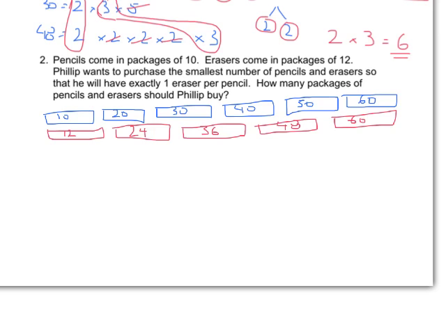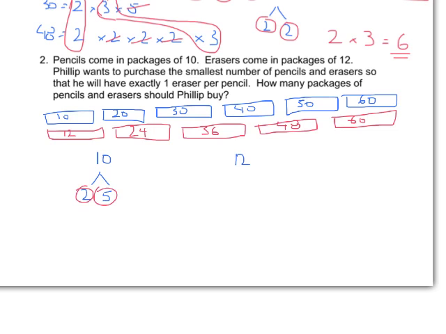But that might take a really long time if we have really big numbers. So I'm going to do this problem again using prime factorization here. So let's just jump right into it and factor out 10 and 12. So the 10 factors into a 2 and 5, and both of those are prime, so I'm going to circle them.